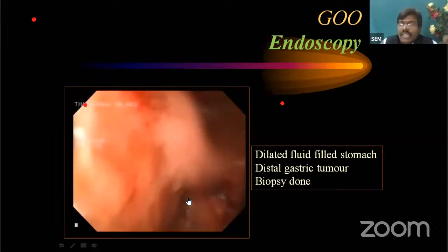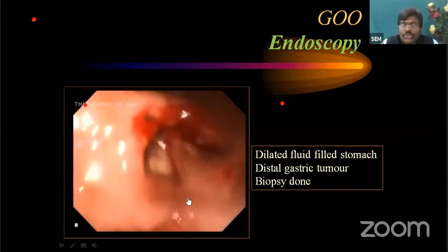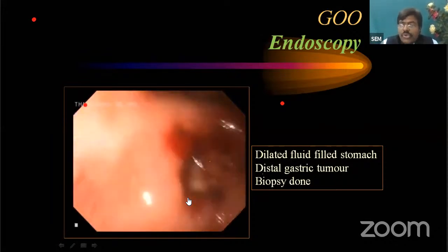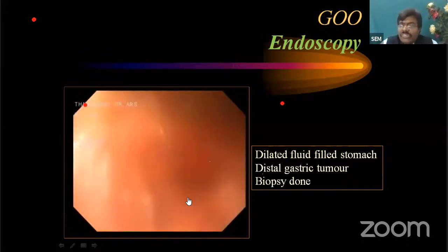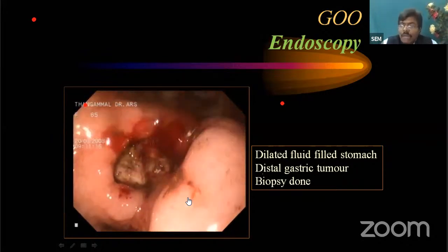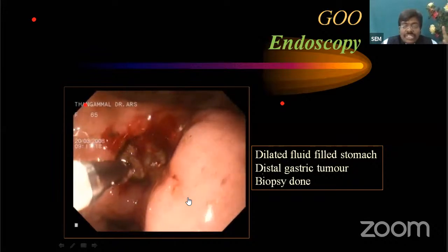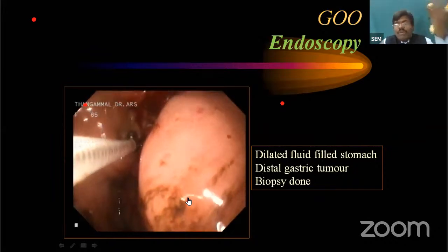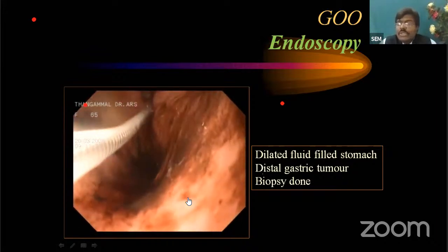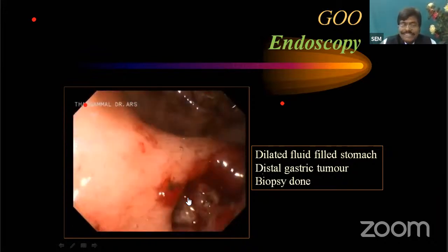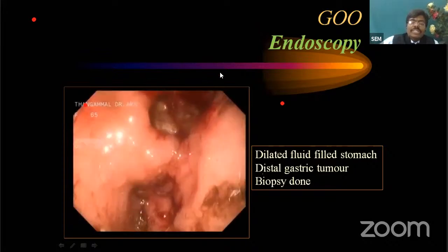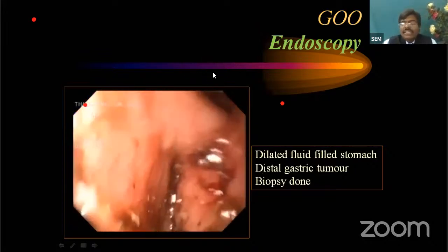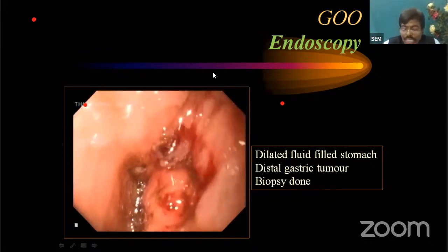One important thing for undergraduates: when you send a patient for a gastroscopy, the patient has to be fasted, nil by mouth, for 6 hours. This patient was 12 hours nil by mouth overnight, but still has so much fluid. That means gastric stasis. And he has a tumor. You can see an ulcerated tumor, and that is the reason for his gastric outlet obstruction.